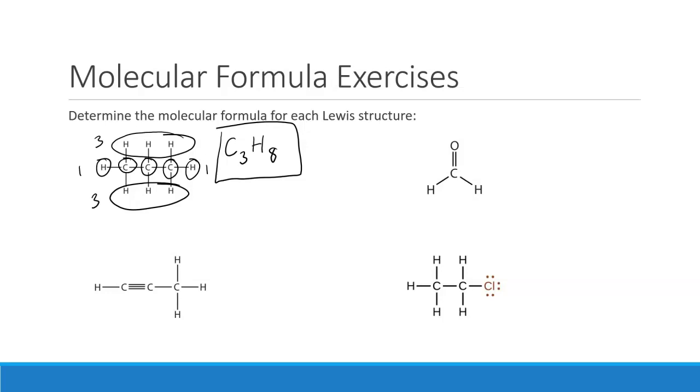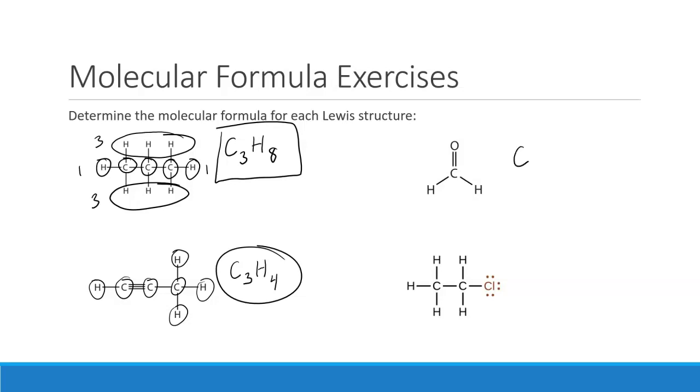The second example, again, we have 3 carbons. So that's a C3. And then 1, 2, 3, 4 hydrogens. So C3H4. Okay, in the next structure, again, remember to start with the carbons and hydrogens first. So we have 1 carbon, and since it's 1, we don't show the 1. H2, and last we have O. Okay, and then in the last example, we have 2 carbons, 5 hydrogens, and 1 chlorine.